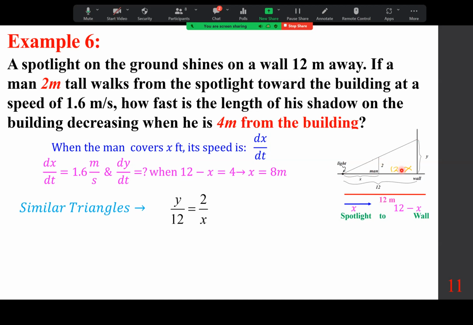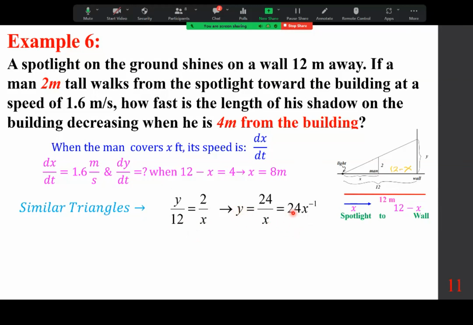So from the big one, y and 12, then in front of y we have 2, in front of 12 we have x, and all we have to do is solve for y and differentiate. To solve for y, I'm going to multiply both sides by 12. I get 24 over x, or 24x to the power of -1. As long as we do this drawing and writing and consider the similar figures, pretty much the rest of it is very simple. y is 24 over x, or 24x to the power of -1.